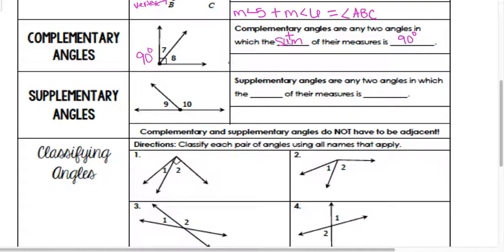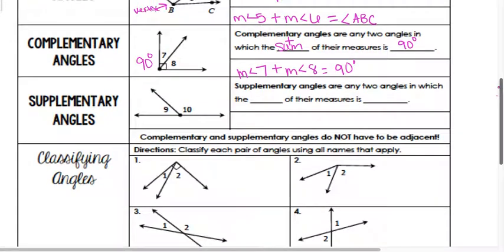Now, I'm going to go down here and we're going to talk about that. So, the measurement of angle 7 plus the measurement of angle 8 is equal to the measurement, oh, let me back up. It's equal to 90. I'm sorry, it didn't even tell us what the points were, so it's equal to 90. So angle 7 right here plus angle 8 right here is going to be equal to 90.